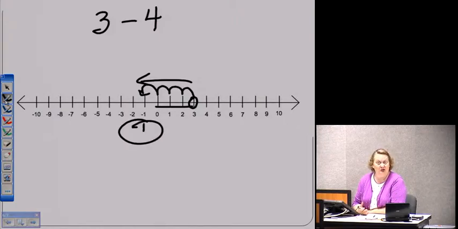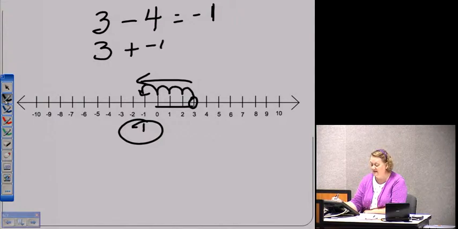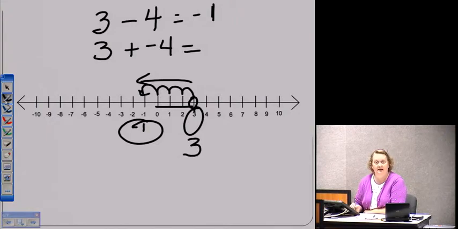If I have $3 and I spend $4, we know that we're going to be $1 short or $1 in debt. We know that answer is going to be a negative 1. So we understand then, I hope, that that's going to be the same as 3 plus a negative 4, because we've started out in both cases at 3 and we've moved backwards 4 units.